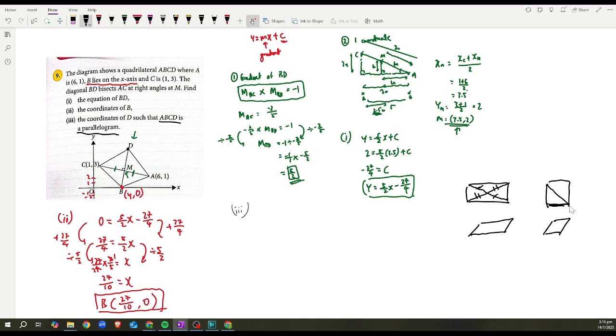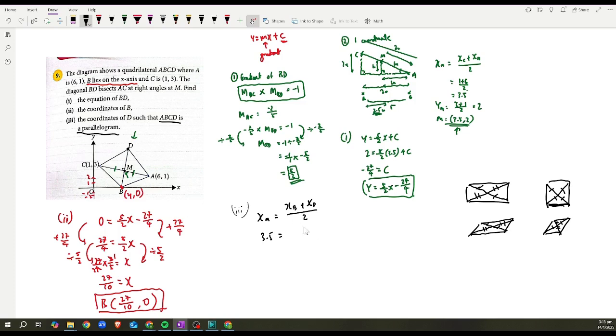Essentially the diagonals will cut each other in half. All right, so M is not just the midpoint of A and C. M is also the midpoint of B and D. So remember the midpoint formula. To find the x coordinate of M, that would be the average of the x coordinate of B as well as the x coordinate of D. We found M earlier, 3.5. The x coordinate of M is 3.5.